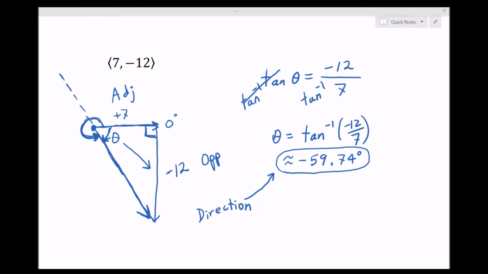Now, negative angles are a little weird. So note that there are plenty of other answers, right? There are infinitely many angles that mean the same thing as this negative 59. If we're going clockwise that way, then going counterclockwise, you could do 360 minus 59.74, and you will find that positive 300.25 or 26 degrees is also a valid answer. So for the direction of a vector, there are actually many different ways you could say it.